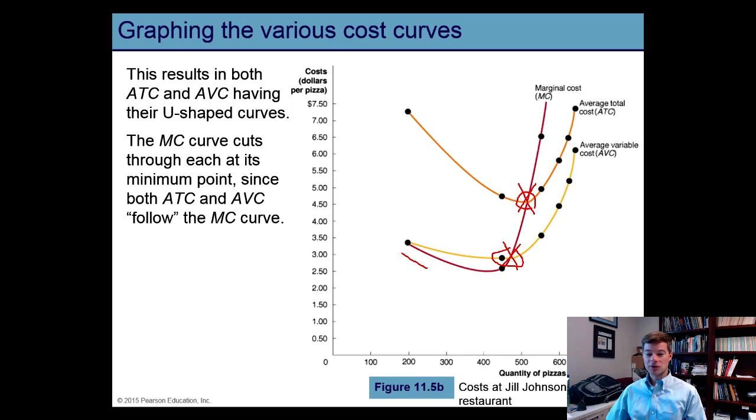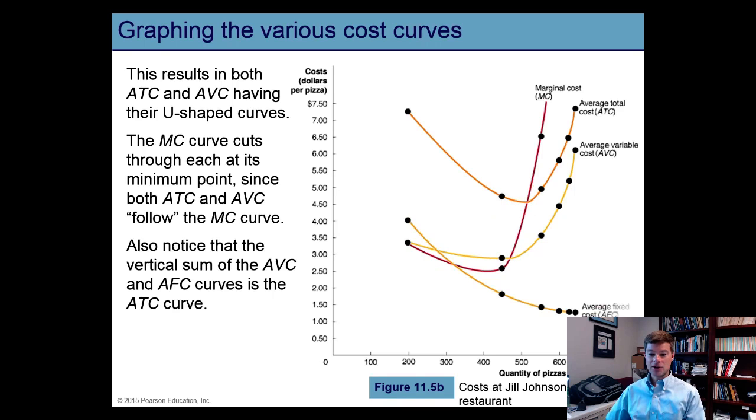The marginal cost curve goes down due to increasing returns, and it goes up due to diminishing returns. The marginal cost of production increases because each additional unit of the variable input is producing less and less additional pizza.